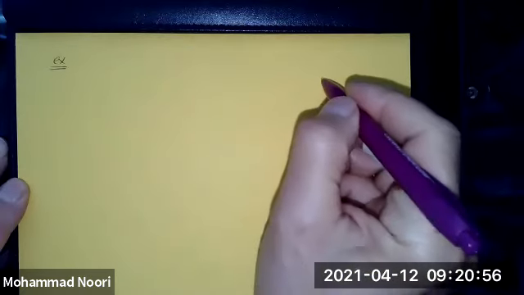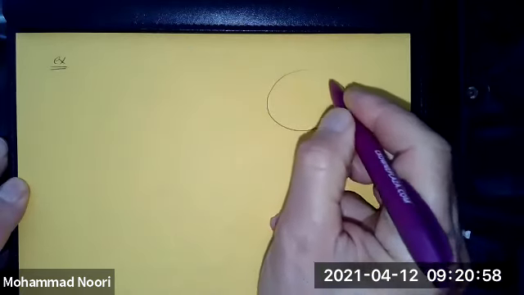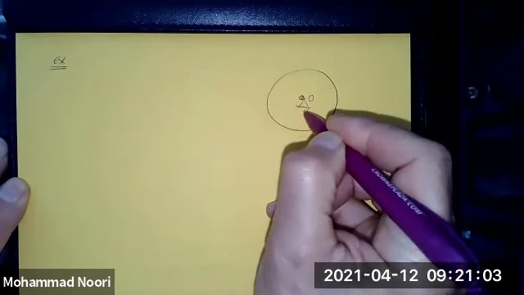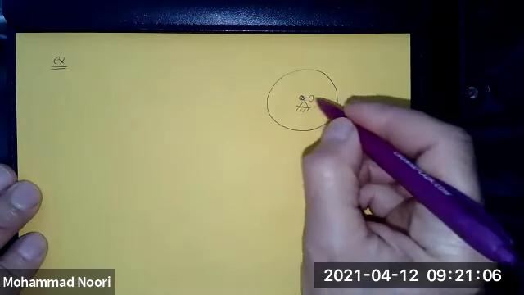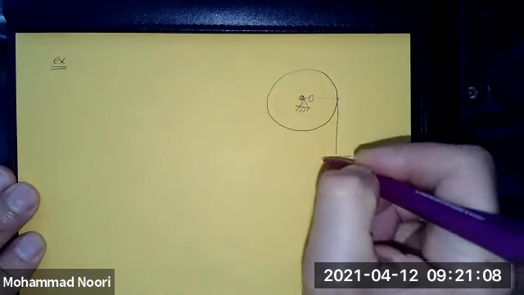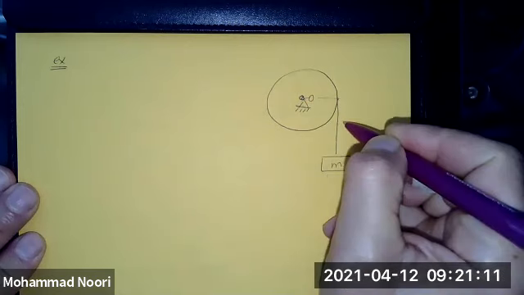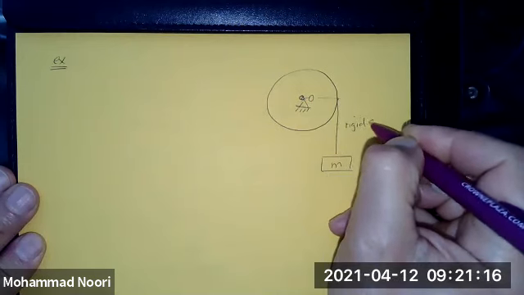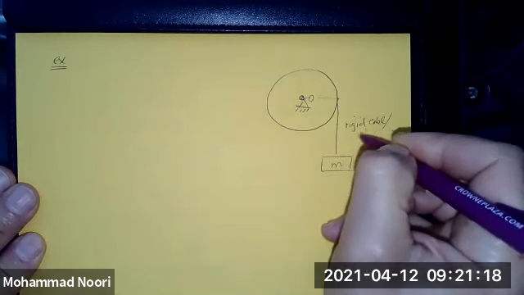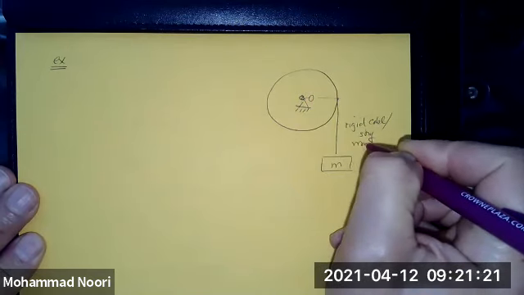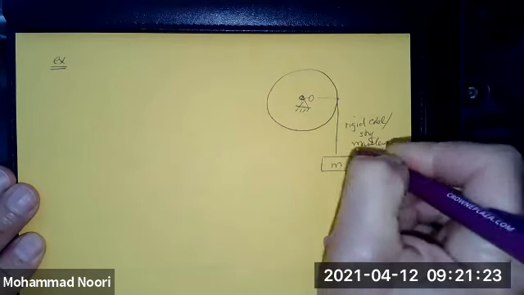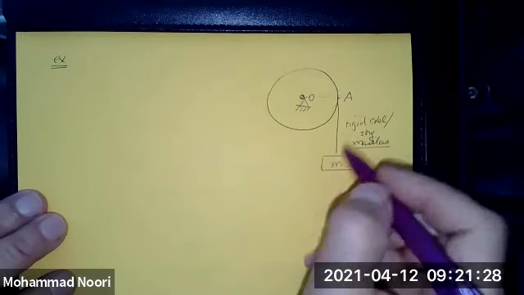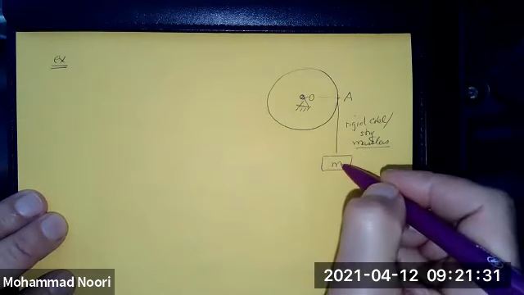Okay. Let's say you have a disk pinned at its center at point O. You have a string or a cable, say a rigid cable, massless, attached to this point A, and this cable is holding a mass M.